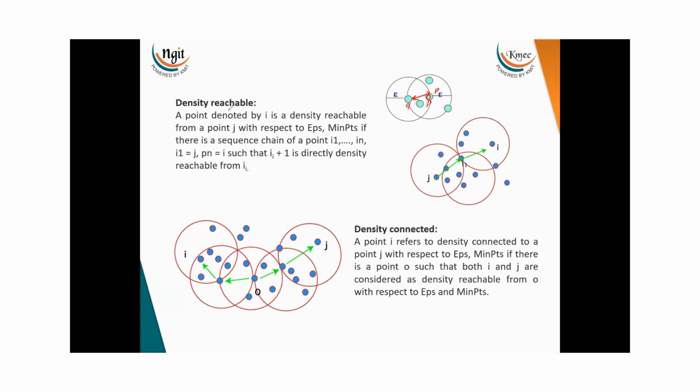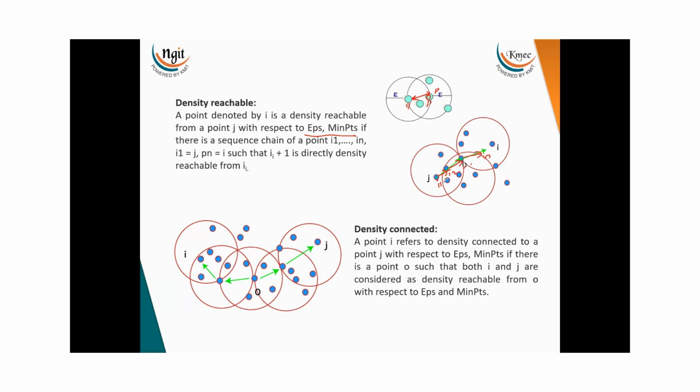And then density reachable is, here we have 2 points like I and J, right? We'll consider the minimum points as well as epsilon, and we'll have a sequence, a chain of points, which will reach from I to J. This sequence of chain will be created using the epsilon as well as minimum points. For example, here we'll consider it as I1, I2, I3 and so on, till it reaches IN, so we'll have I1 to IN points, right? In this way, it will create the chain of reachability.